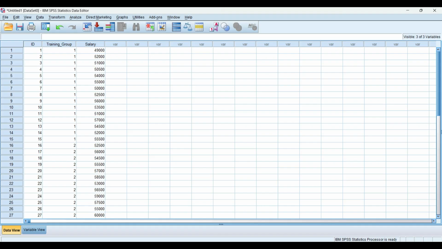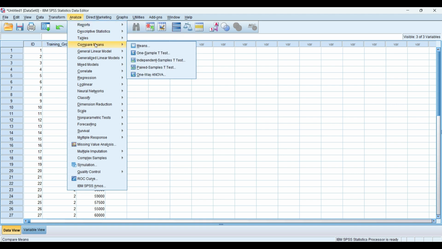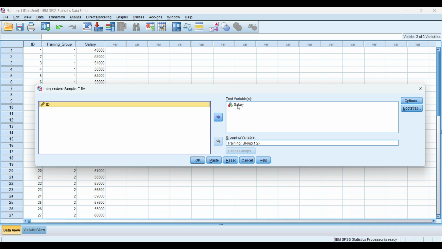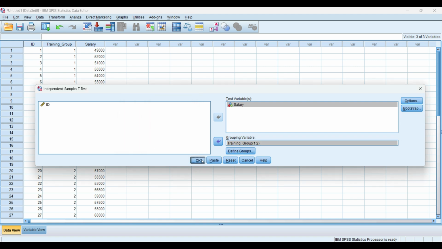So we come back to the data file and we are going to perform the analysis. We will click on Analyze, then Compare Means, and then Independent Samples T-Test. So we will put the salary in the test variable and training group into the grouping variable. We will assign the values: 1 as without advanced training and 2 as with advanced training. Click on Continue and click on OK.